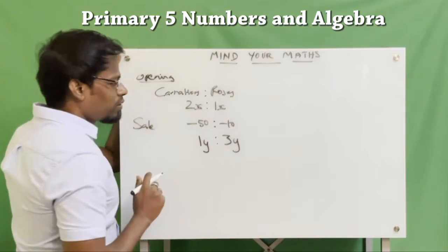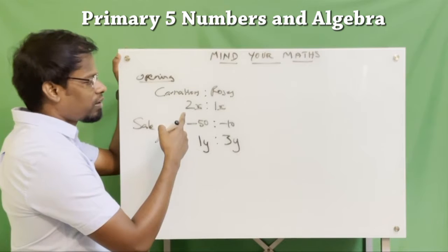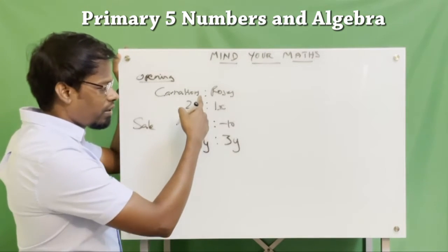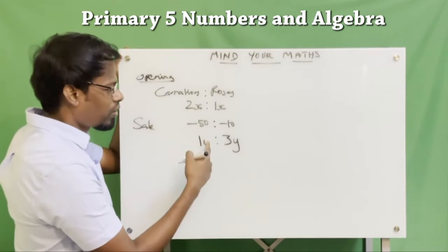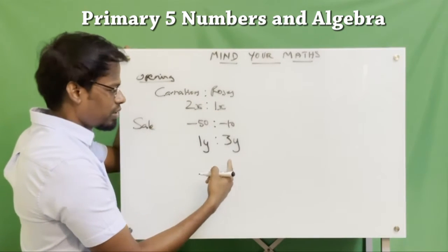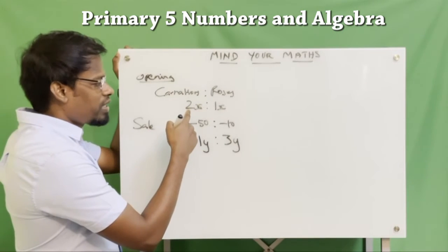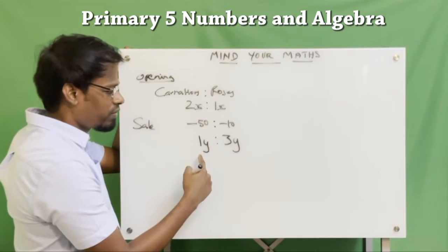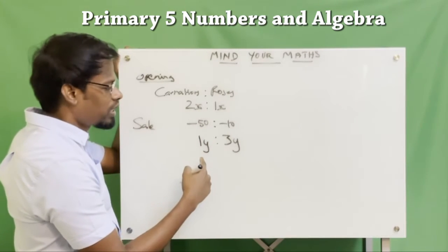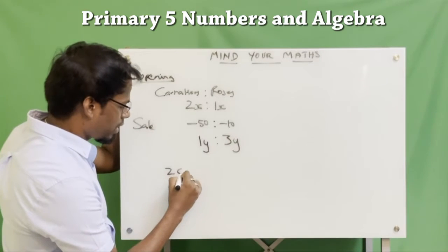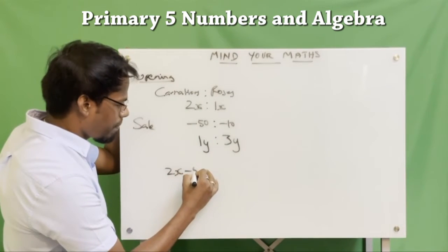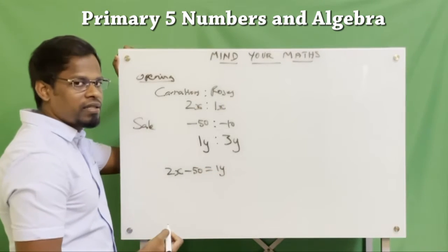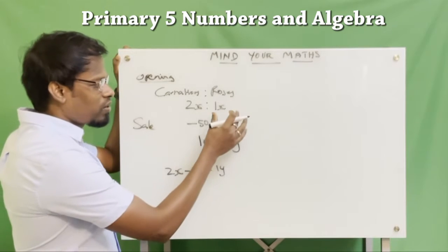Now let's make an equation using all this. This side is all carnations, this side all roses. Initially there were 2x of carnations, then 50 were sold off, so you are left with 1y of carnation. Let's write that: 2x minus 50 is equal to 1y. Now the same thing goes for this side.